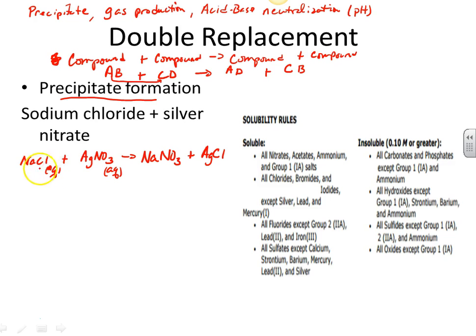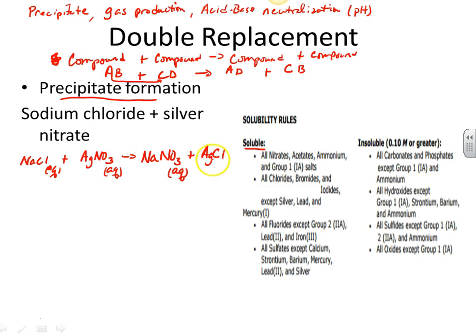So the first thing you look for when you have ionic compounds, especially in aqueous solution, is you look at the solubility of the products that would be produced. So you predict what the products are, and then check their solubilities. First of all, with sodium nitrate, the solubility rules: all nitrates, acetates, and ammonium and group 1 salts are soluble. Okay, so all nitrates are soluble. This one's soluble, so we would say that it is aq, which means soluble.